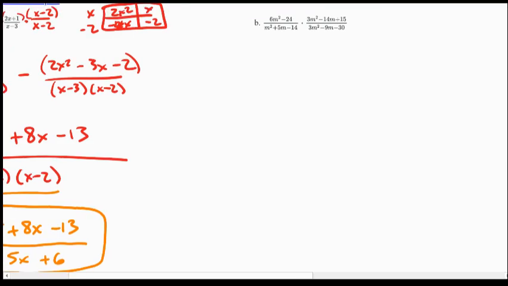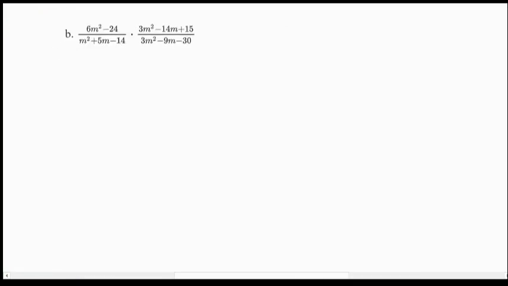Second one here is multiplication. So to do this one, I'm going to first factor all 4 of these things here. And I'm not going to spend the time to factor them on screen here. So if factoring is an issue for you, then you should probably work on that somewhere else. That sounded rude.